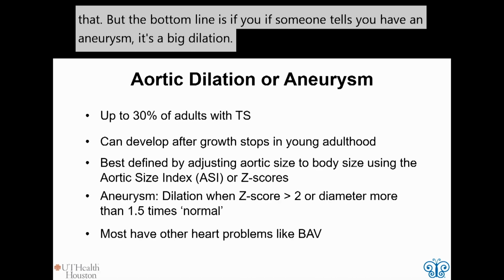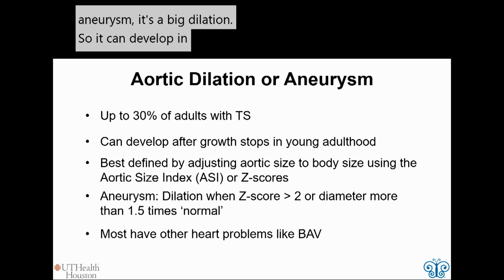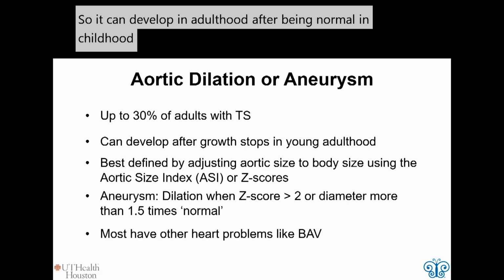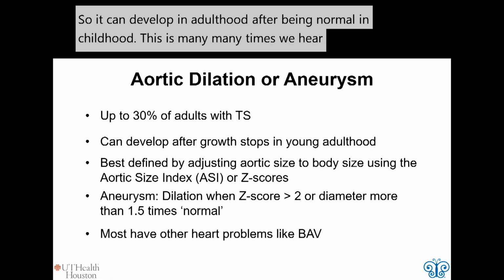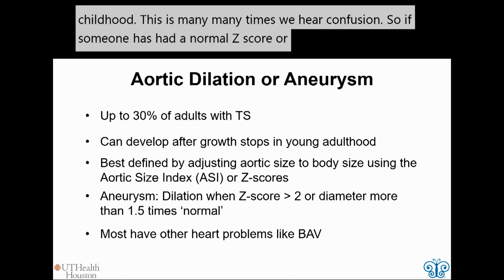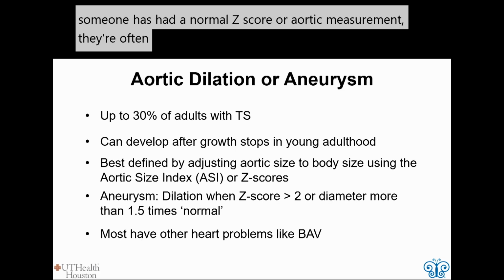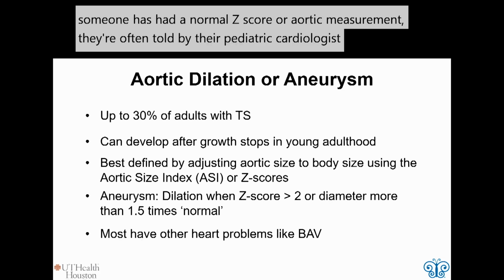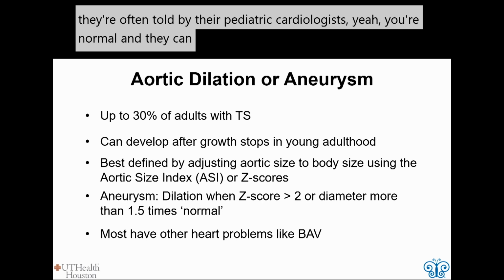So it can develop in adulthood after being normal in childhood. This is many times where we hear confusion. If someone has had a normal Z-score or aortic measurement, they're often told by their pediatric cardiologist, yeah, you're normal, and they can interpret that as, I'm good to go.